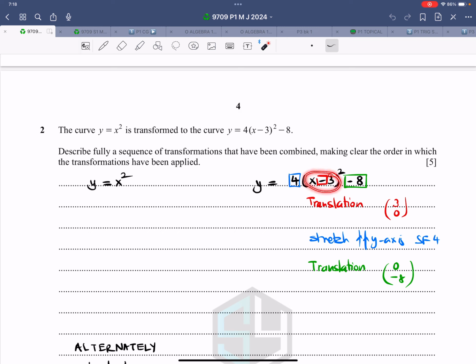Now after this is done, then I'm doing the stretching along the y-axis. Stretch parallel to y-axis, scale factor is 4. And this comes at the very end, negative 8. That is a translation of 8 units along the negative y-axis and that makes up the whole thing. That is, there are 3 transformations.